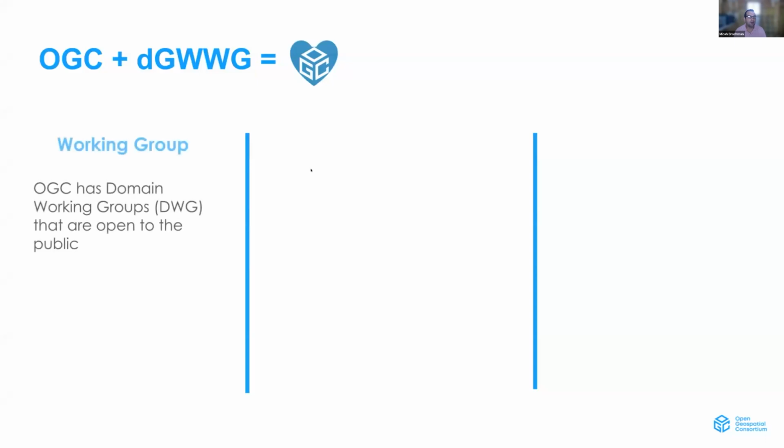And here's my proposal. First of all, you've already got a working group. OGC has domain working groups. These are groups that are completely open to the public. Some of our working groups are only open to OGC members, but domain working groups are completely wide open. And this group could become an official OGC domain working group if the members of this group decided they wanted to go that route.